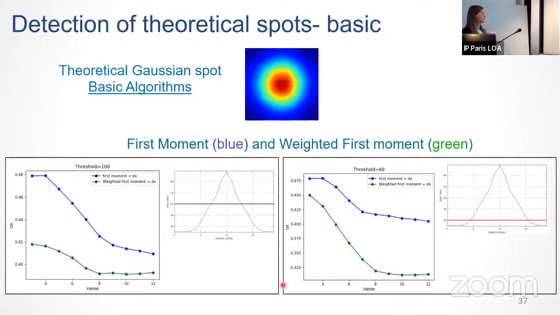These are the performances of the algorithms changing the full width at half maximum of the Gaussian. On the left, we see that the weighted first moment always performs better than the first moment, while on the right, we see that it increases in accuracy when the threshold of the spot is taken at a lower level. But even if the weighted first moment is a better algorithm, what we found is that it's not sufficient.